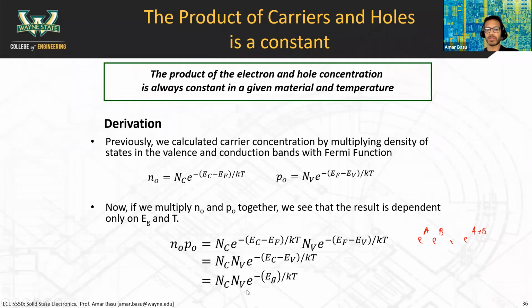So why is this result interesting? Well, Ec minus Ev is just the band gap, so it just becomes Eg over kT. Nc is a constant. Nv is a constant. The band gap is a constant for a particular material. And then this is just a temperature dependent thing. So for a specific material and a specific temperature, n0 times p0 is going to be equal to a constant.